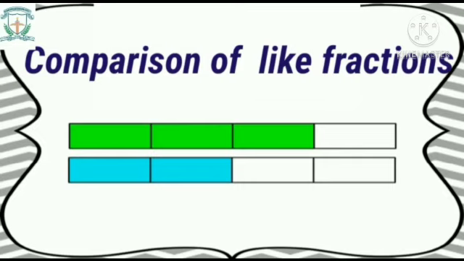The first and the second strip is divided into 4 equal parts. In the first strip, 3 parts are shaded. In the second strip, 2 parts are shaded. The shaded part of the first strip is 3 by 4. The shaded part of the second strip is 2 by 4. The fraction with the greater part shaded is the greater fraction. Therefore, 3 by 4 is greater than 2 by 4.